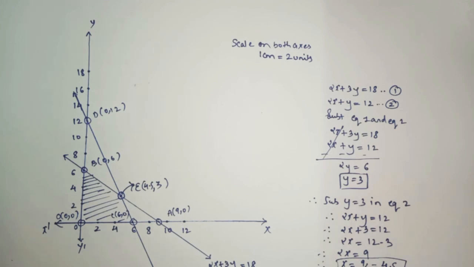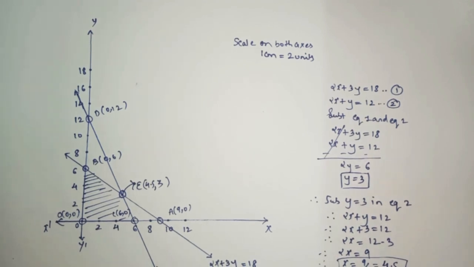So that's the end of the first sum, based on when the equations contain the less than or equal to symbol. We'll take one example where you will see two or more equations containing greater than or equal to.